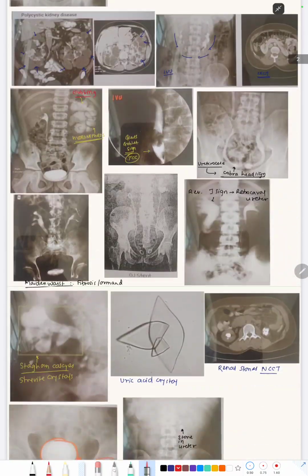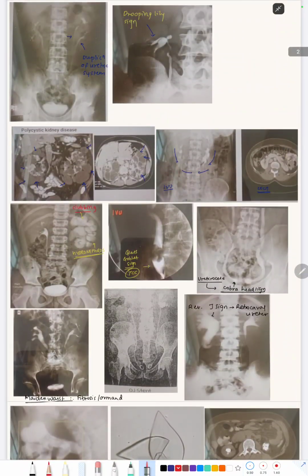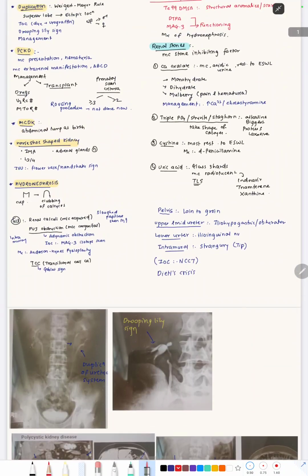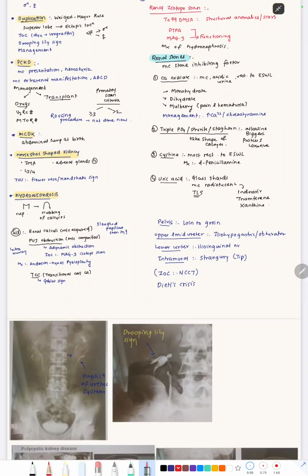So this is going to be the image of a polycystic kidney disease. Here we can see the multiple cysts in the kidney, and this is a CT image showing multiple cysts in the kidney. Then the next is multicystic dysplastic kidney. This is one of the congenital conditions where an abdominal lump is present at birth and it is not compatible with life.